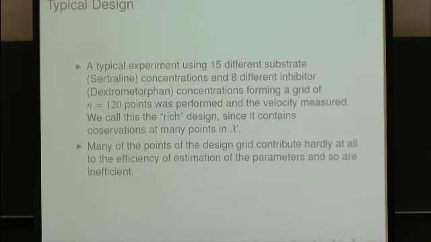Now then, I think perhaps Basher then managed to organize the people at Pfizer to do two didactic experiments for us. The first thing was that a typical experiment that was used in Pfizer, they had 15 different substrate concentrations and 8 different inhibitor concentrations, and they formed a grid then of 120 points. And the experiment was performed and the velocity measured over this grid of 120 points.